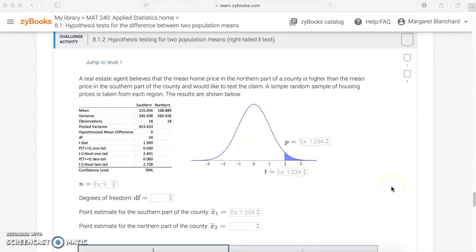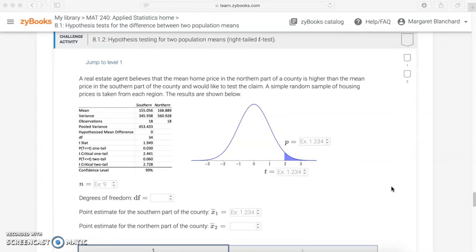Challenge activity 8.1.2, hypothesis testing for two populations mean, right-tailed t-test. A real estate agent believes that the mean home price in the northern part of a county is higher than the mean price in the southern part of the county and would like to test the claim. A simple random sample of housing prices is taken from each region. The results are shown below.